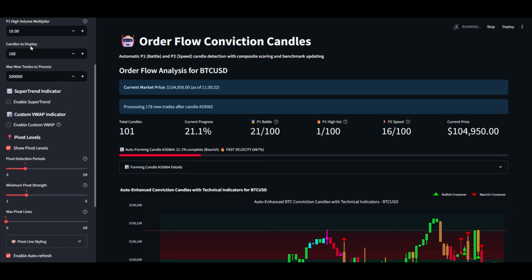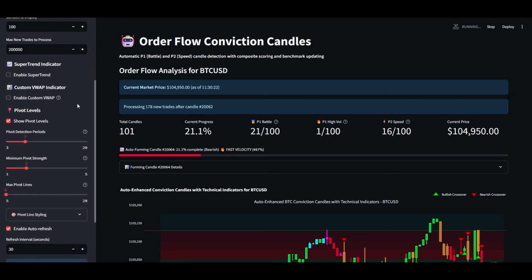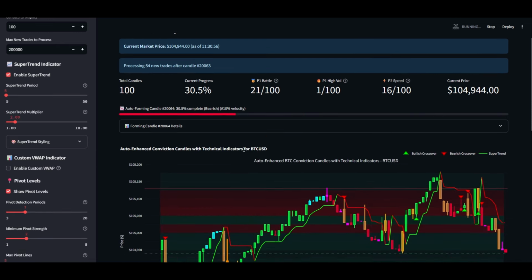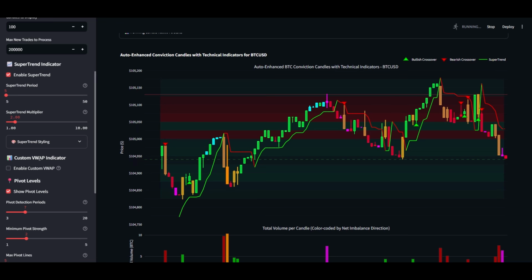Super trend settings can be customized for period and multiplier lines, optimized for conviction candles rather than time-based candles. You can adjust colors, line width, and sensitivity to match your analysis preferences. Custom VWAP displays institutional average pricing weighted by trade size rather than just volume. This gives a more accurate view of where smart money is positioned.